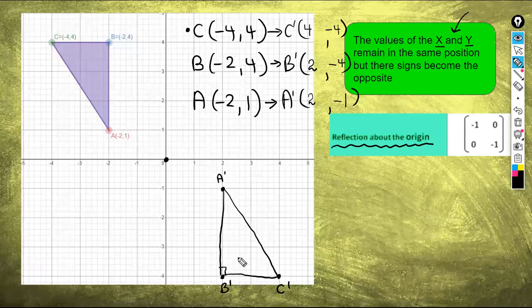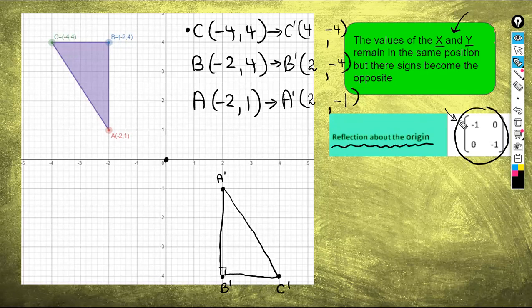Or if you want, you could take each point and multiply by this matrix: minus 1, 0, 0, minus 1. Okay? If you are feeling adventurous, I would only use the matrix method if I am given no choice. But once I have a choice, I use the easy method. Right?